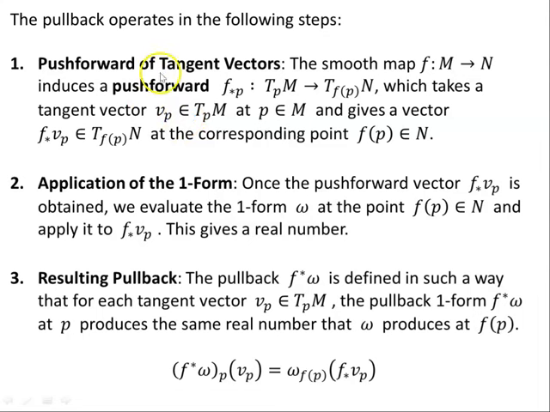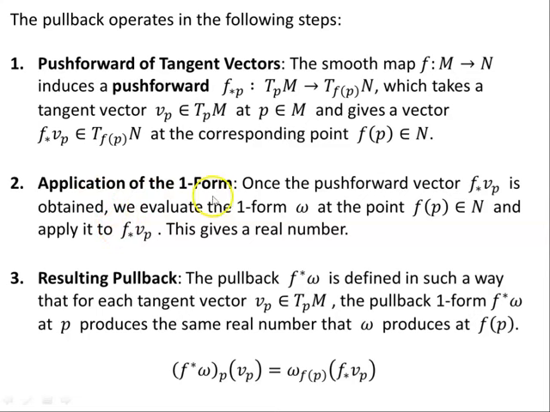Okay. Now the pullback operates in the following steps. One, push forward of tangent vectors. The smooth map F that maps M to N induces a push forward F star at P, from T_P M to T_F(P) N, which takes a tangent vector V_p belonging to the tangent space at the point P to the manifold M, and gives a vector F star V_p that belongs to the tangent space to the manifold N at the corresponding point F of P belonging to N.